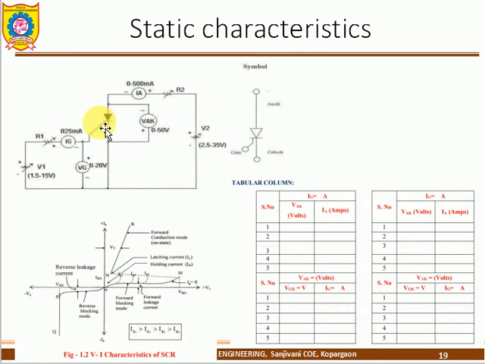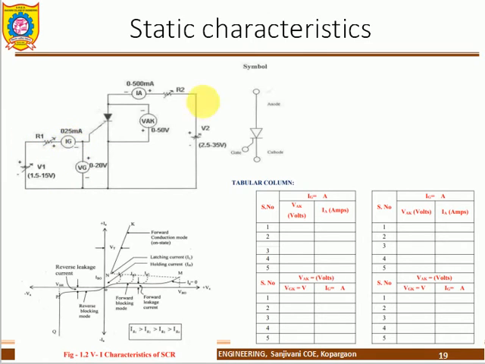Does the SCR conduct? No. I set 10 volts, that is called VAK, the anode to cathode voltage, through this ammeter. Does the SCR conduct? No. Why is the SCR not conducting? Because you have not triggered the SCR. This is called the controlling circuit, or triggering circuit, or you can say firing circuit. This is the controlling part, and in power electronics this is the power part.